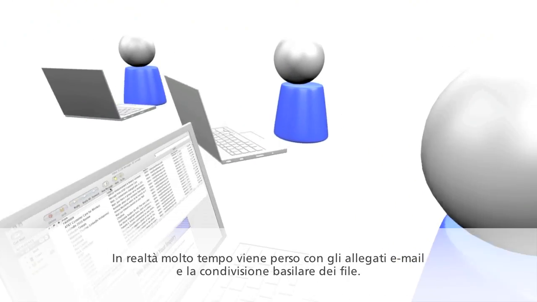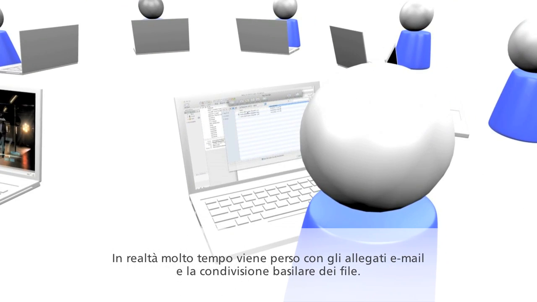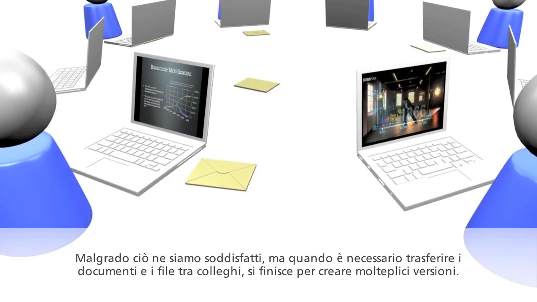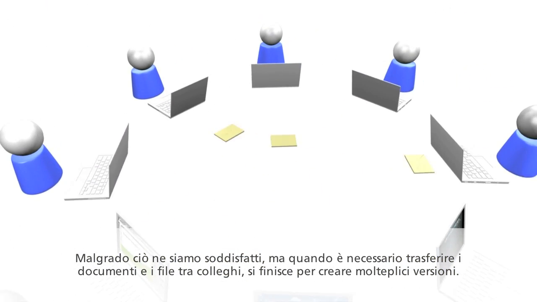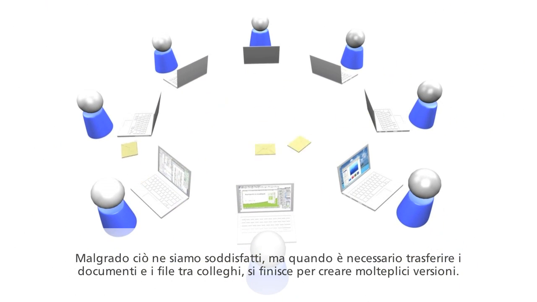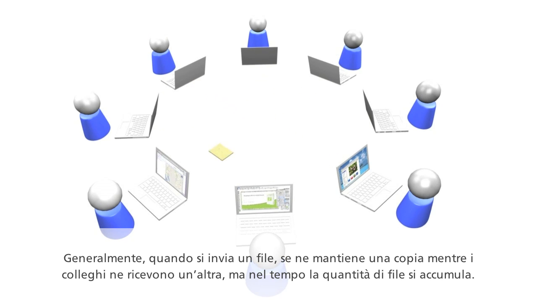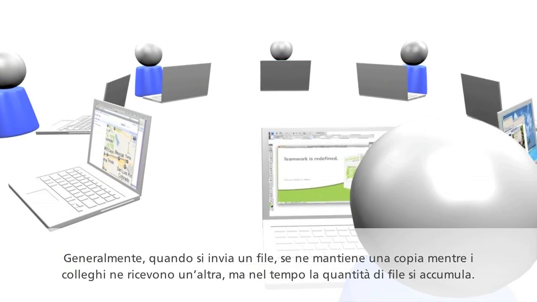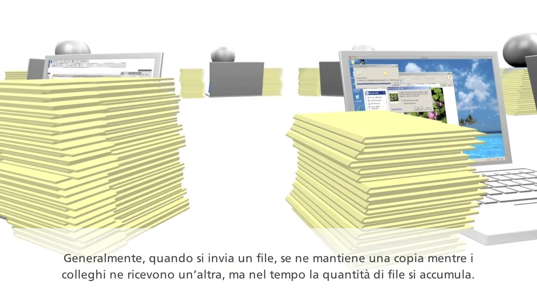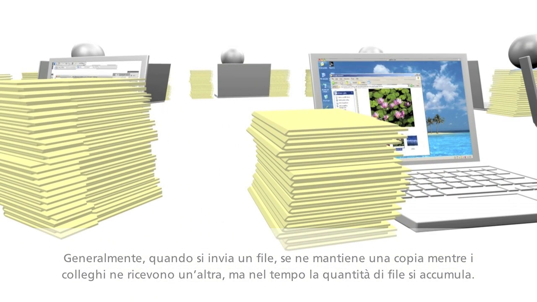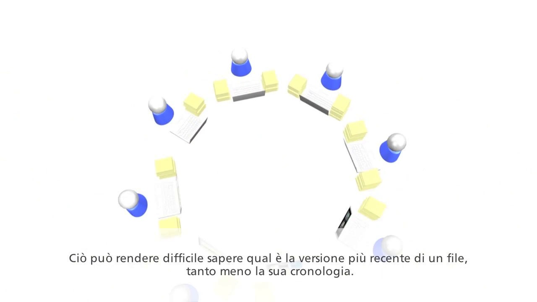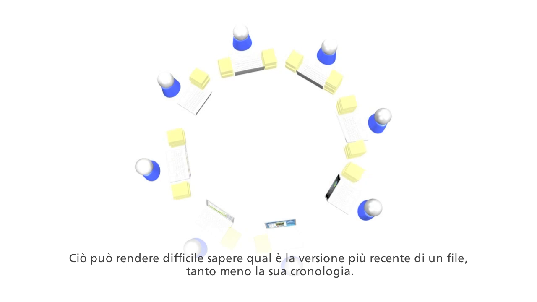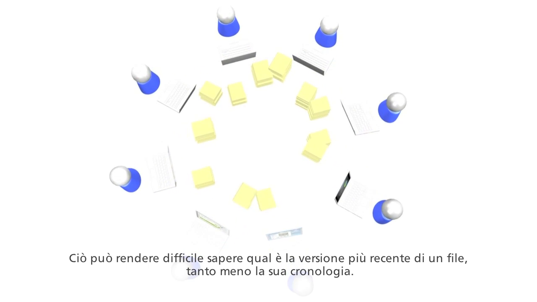Well, we spend a lot of time with email attachments and basic file sharing, and it works pretty well for us, but when we transfer our documents and files to each other, we end up actually creating multiple versions. Usually when we send out a file, we keep our own copy, but our coworkers now have their own copies, and over time, the number of files we're holding really adds up. And this can make it difficult to know exactly where the most current version of a file is, much less the history of how it got there.